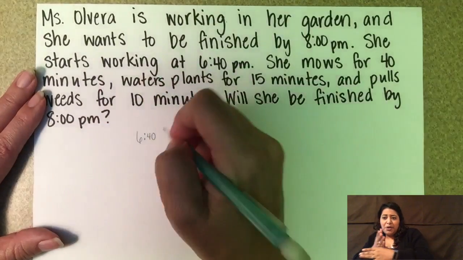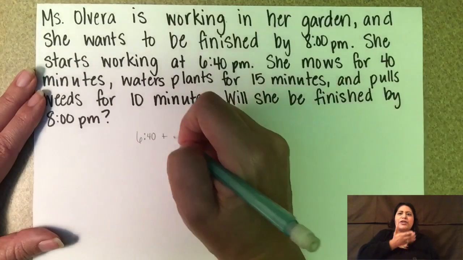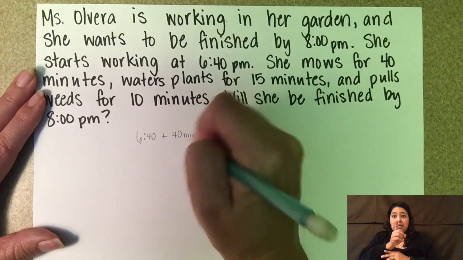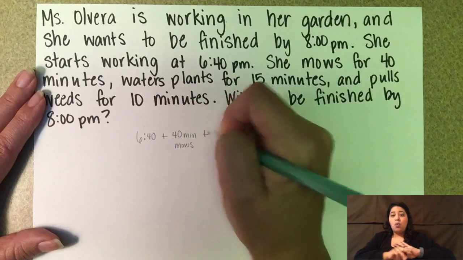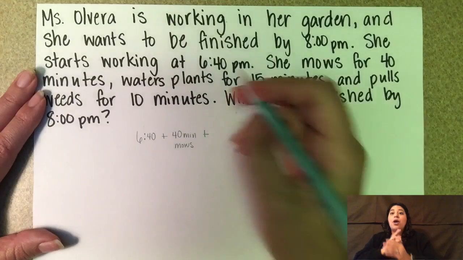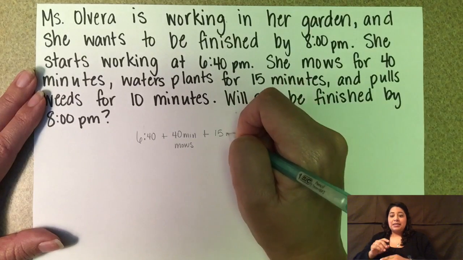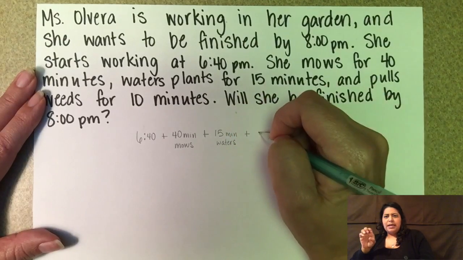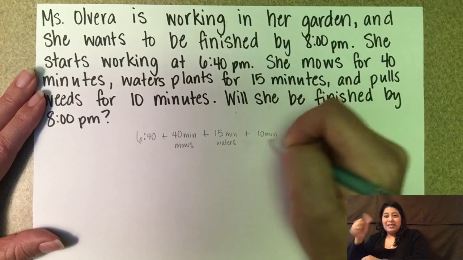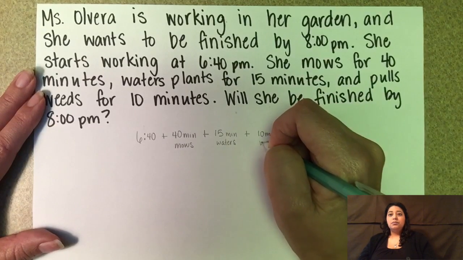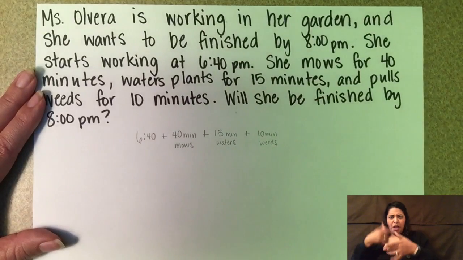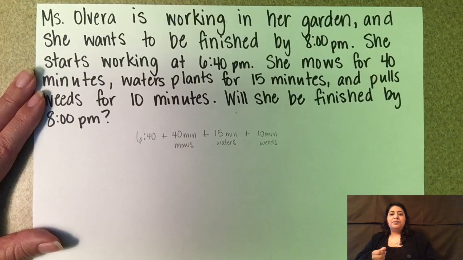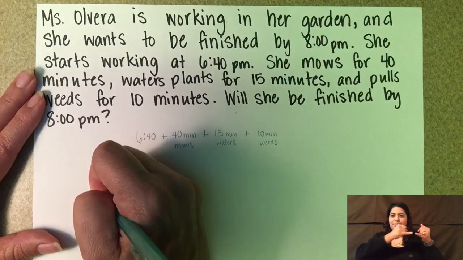And she's doing all these things, so that means I'm adding. So she mows for 40 minutes, and I'm going to label that mows, plus waters for 15 minutes. She waters plants for 15 minutes. And then she pulls weeds for 10 minutes. Okay, so now I'm ready to start solving. And just like Ms. Colabrese said yesterday, a clock is just a number line that's in a circle. So I'm going to take and draw a number line here today.